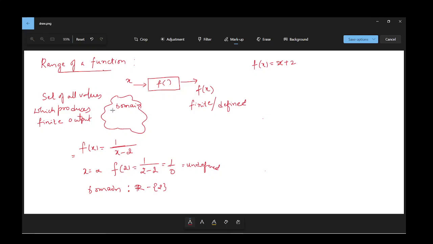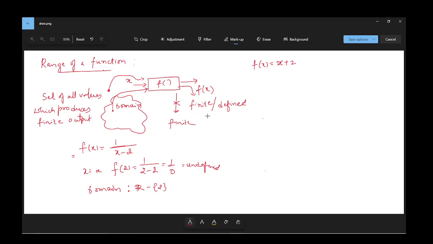If you take any value inside the domain and plug it into the function f of x, it will produce a finite output. If you take any value outside the domain and plug it into this function, it will not give you a finite or defined value. So such an x value does not belong to the domain.